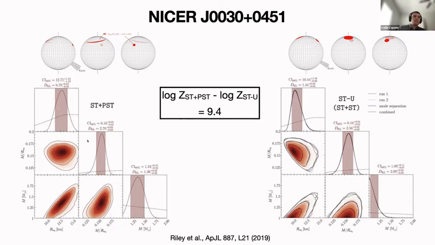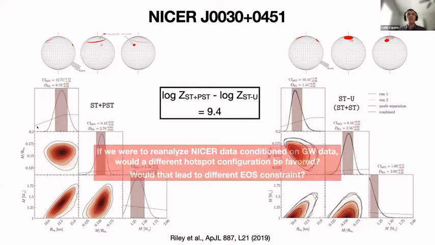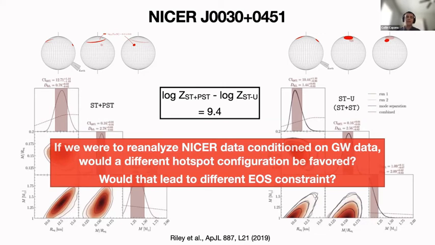And most of the results that have looked at combining gravitational wave data with NICER results have just taken the most favored models from the NICER-only analyses and then combined them with the gravitational wave data to get equation of state constraints. But it does raise the question, when they did these NICER analyses, the priors that they were using were just arbitrary input priors. It does raise the question though, if you use priors that were conditioned on the gravitational wave data, would you get a different hotspot configuration being favored? If you ended up getting a different hotspot configuration being favored, would that lead to a different equation of state constraint? And so that's ultimately what we want to try and investigate here.